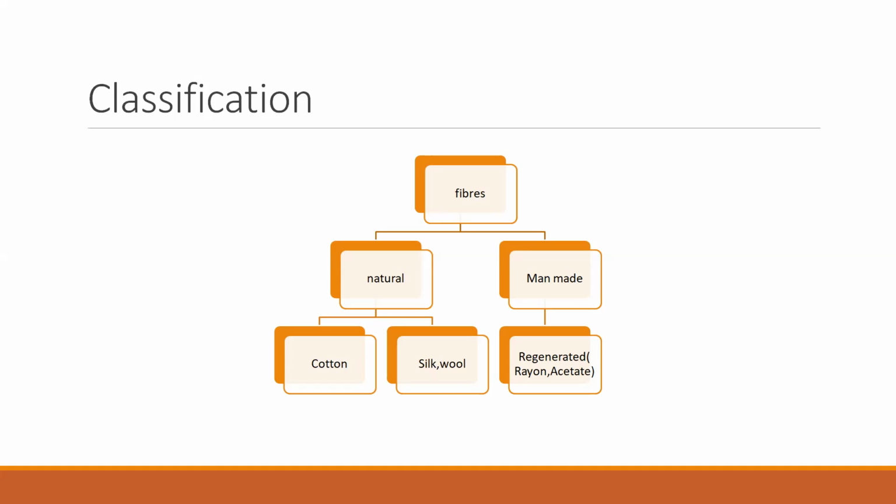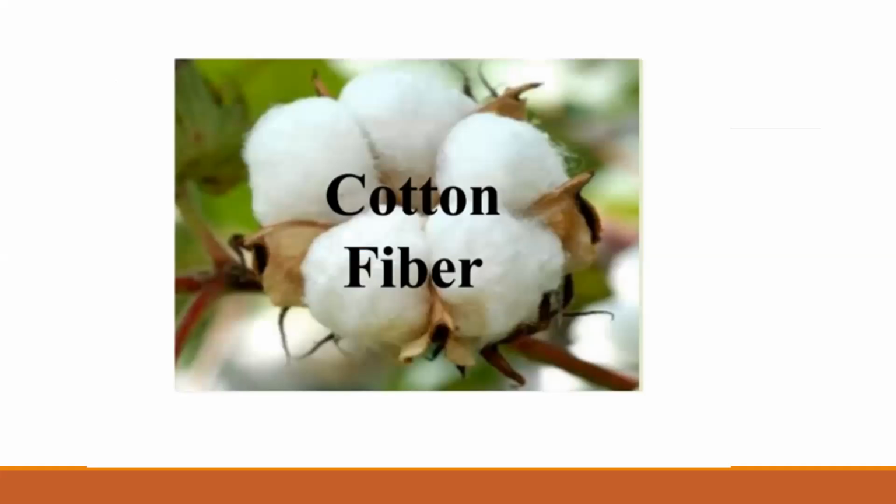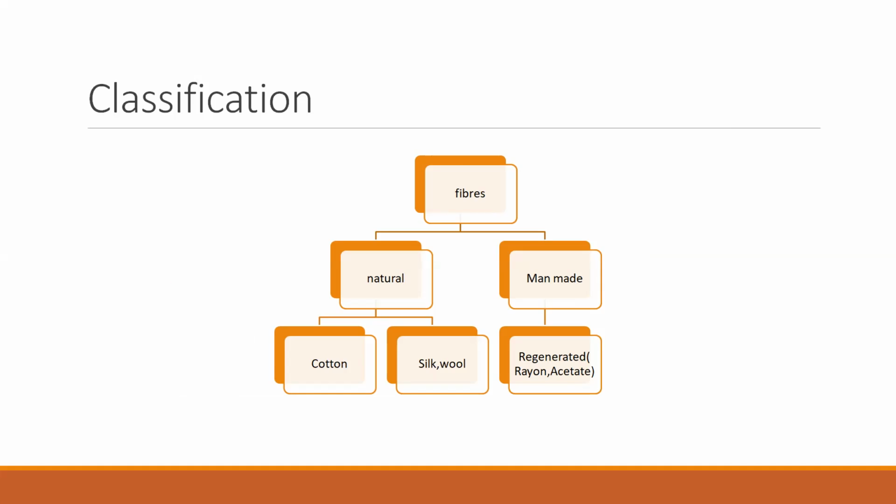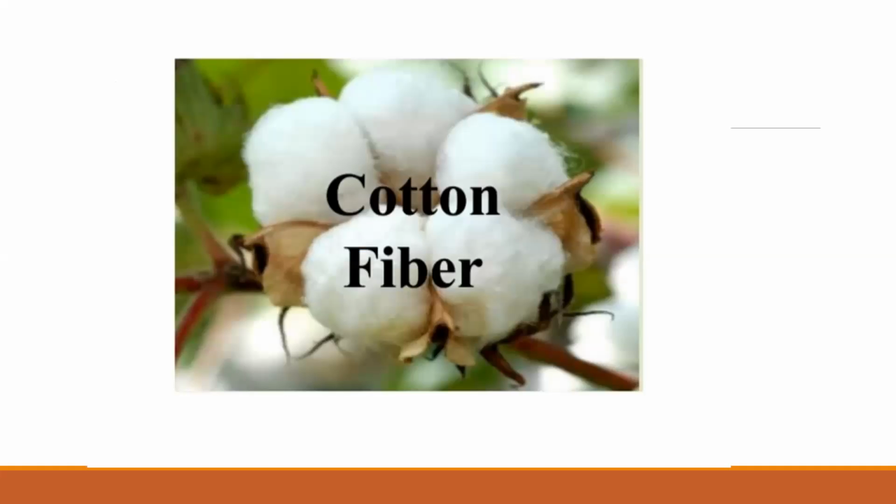And man-made fibers consist of regenerated fibers, that is rayon and acetate, or you can also include in this styrene, nylon, etc. This is about the classification of the fibers. You can divide the fibers mainly into two classes, that is natural and man-made. So first one, we are starting with the cotton fiber.